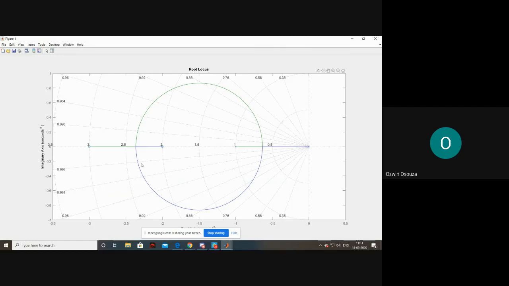Now, in the regular class, what did we get the breakaway points as? We got the breakaway points as -0.633 and -2.366. So this is your first breakaway point, and this is your second breakaway point. So you can probably zoom in.